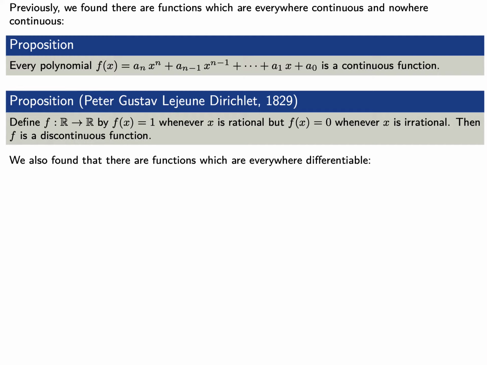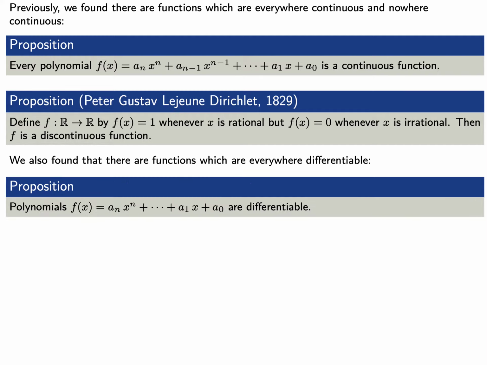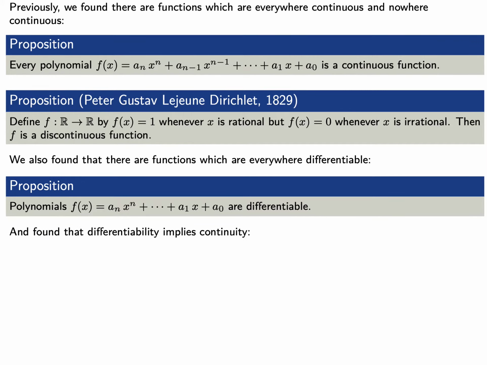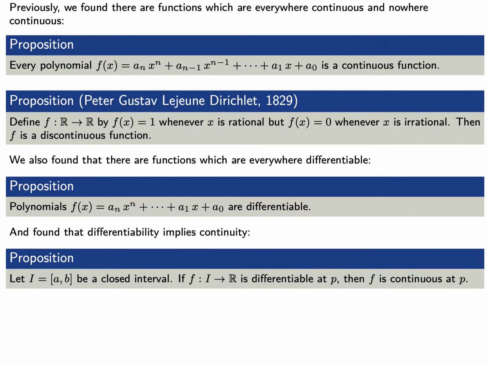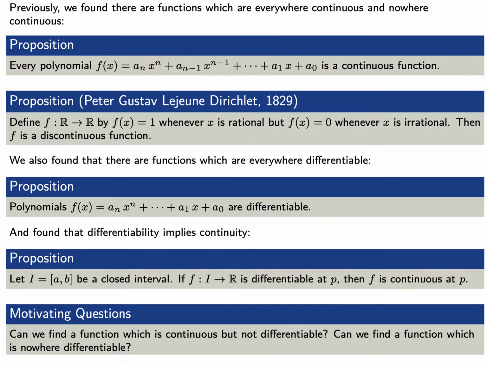We also found that there are functions which are differentiable everywhere. Let's return to the polynomials again. Every polynomial is differentiable at every real number. And we found that differentiability implies continuity. That means on a closed interval I, if f is differentiable at a point p, then it must be continuous at p. This leads us to a couple of motivating questions. First, can we find a function which is continuous but not differentiable? Second, can we find a function which is nowhere differentiable?